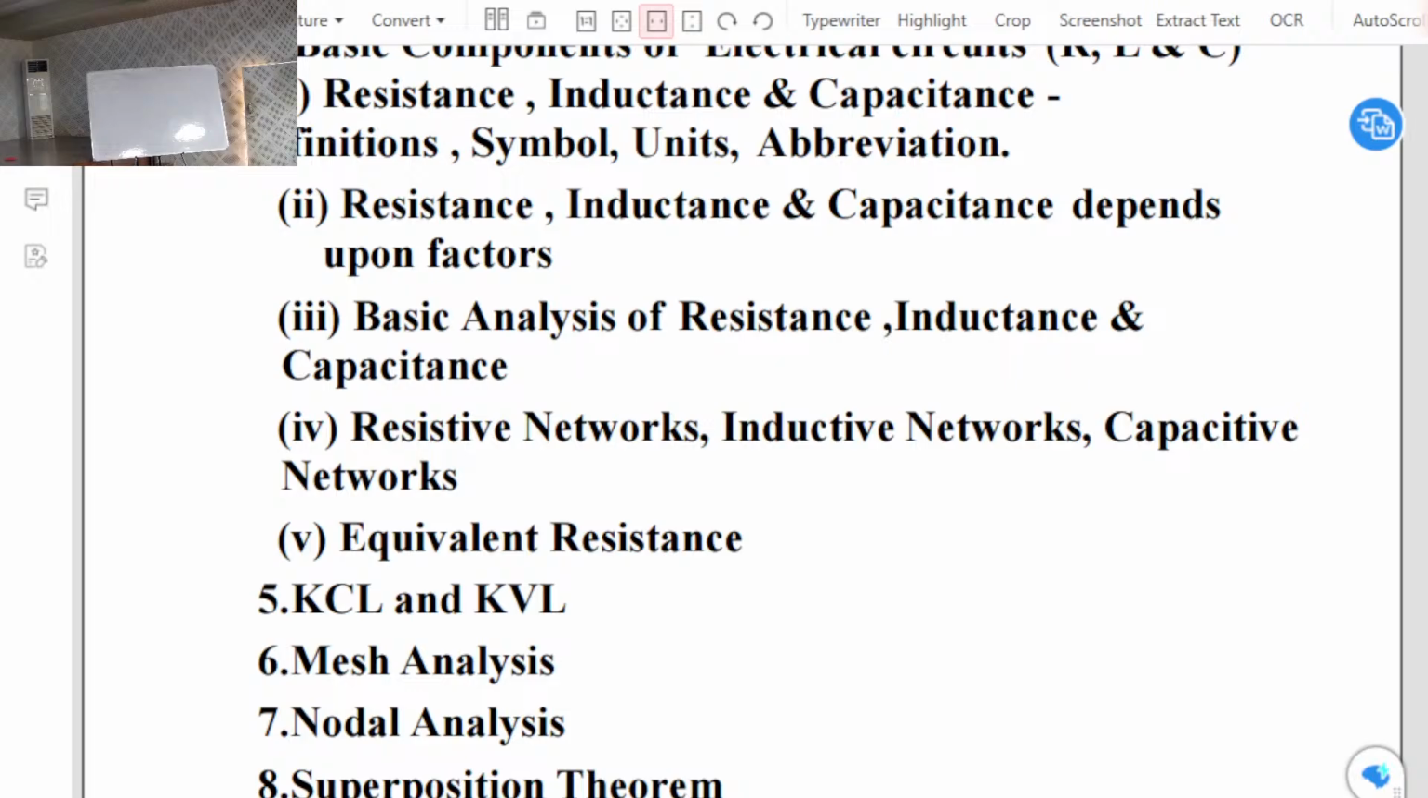So why do I want to study this one? We'll study it later. First, you should know the topics, what we need to study. Clear?